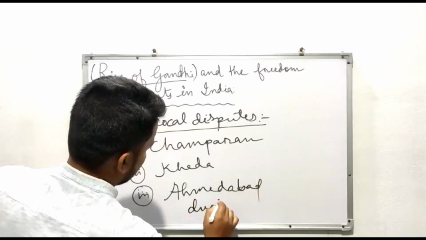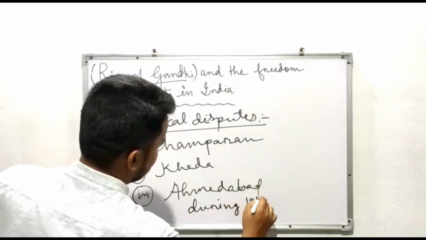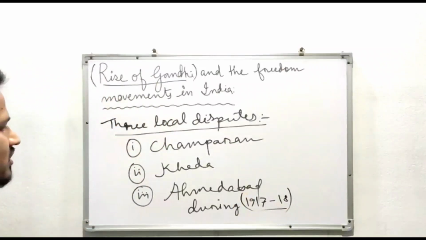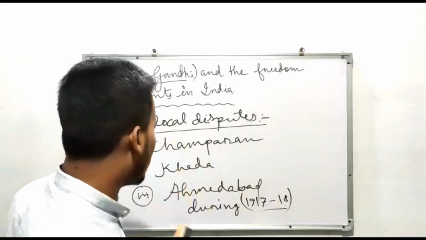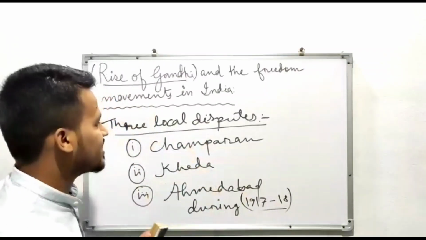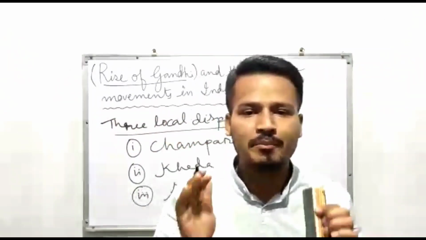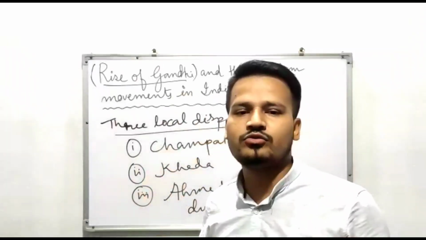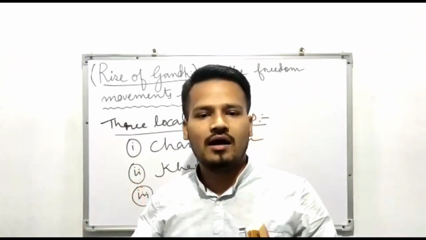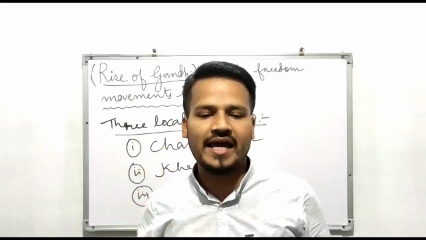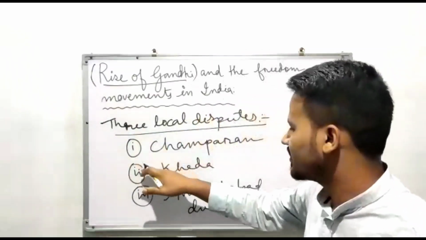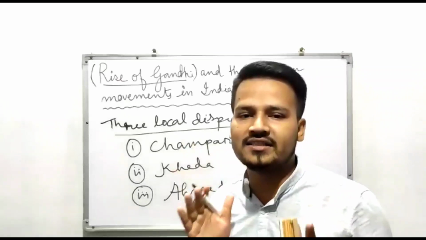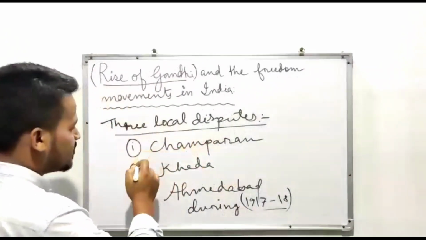During 1917 to 1918, he took up the various causes of these three local disputes. That means Mahatma Gandhi implemented his policy of Satyagraha, that is, acceptance of truth and non-violence, while raising the voice of the Indian people against the mighty British. So he took up three local disputes and was successful in dealing with them by implementing the term Satyagraha.